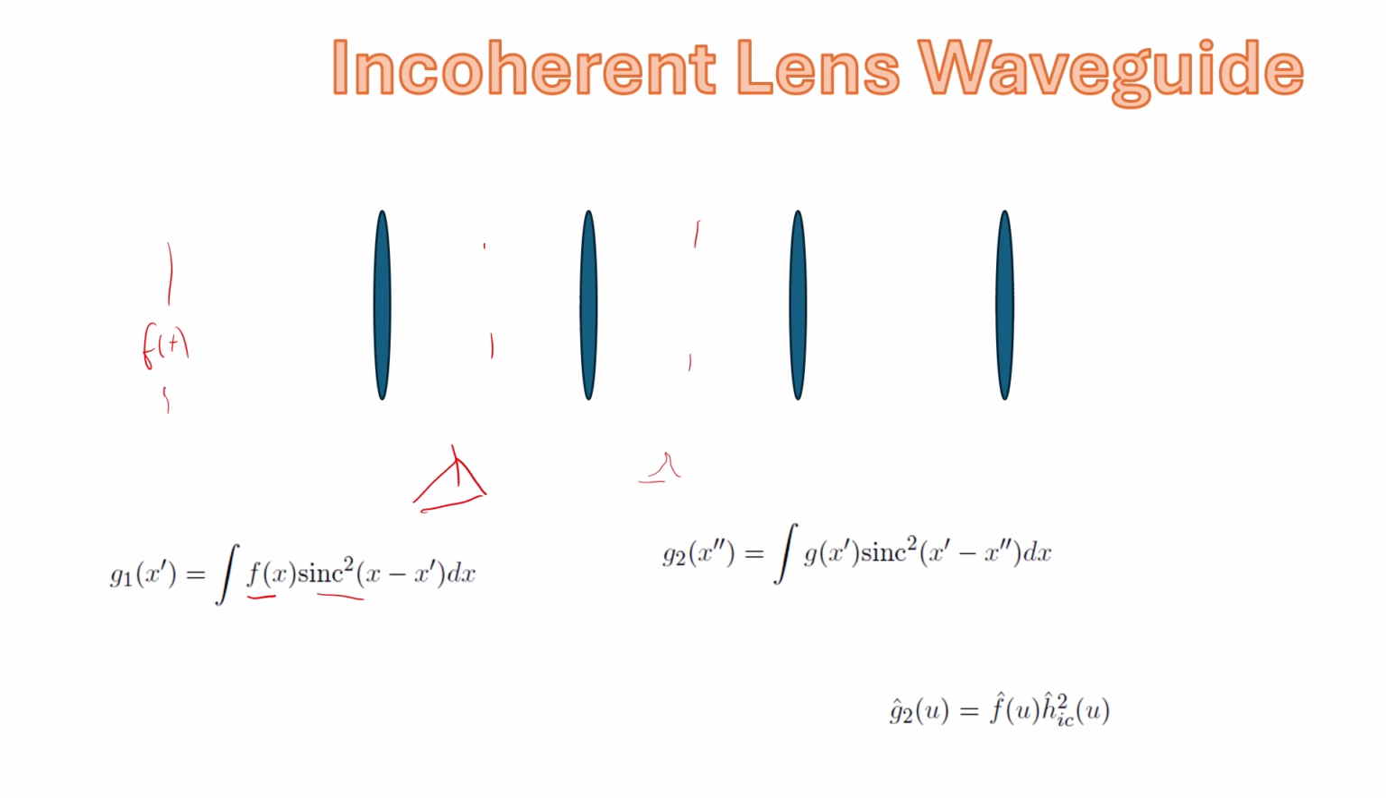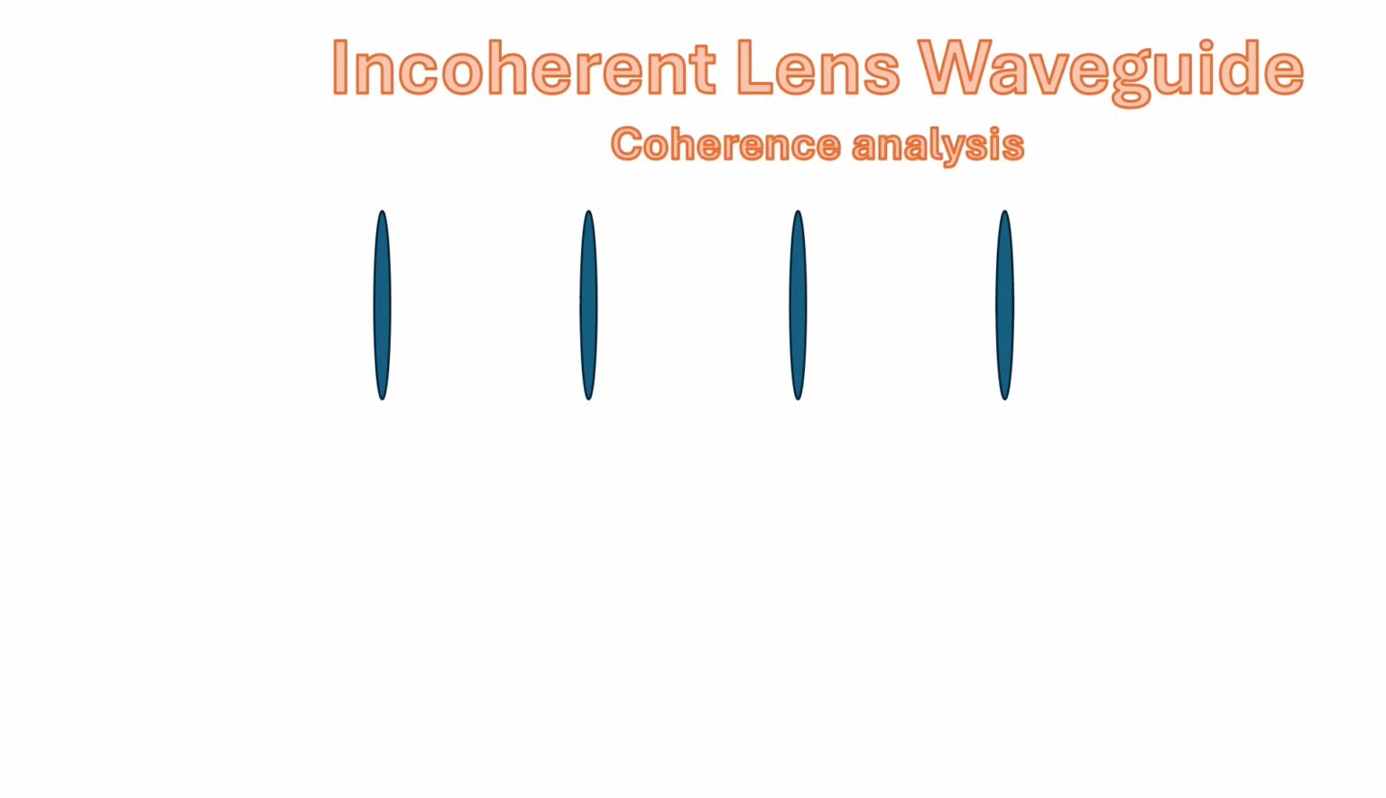But this is not what happens in reality, because we don't measure the irradiance. Here, after the first lens, in this lens waveguide, we have the field distribution from f of x here, but it's described not by the irradiance, but more completely by the mutual coherence function.